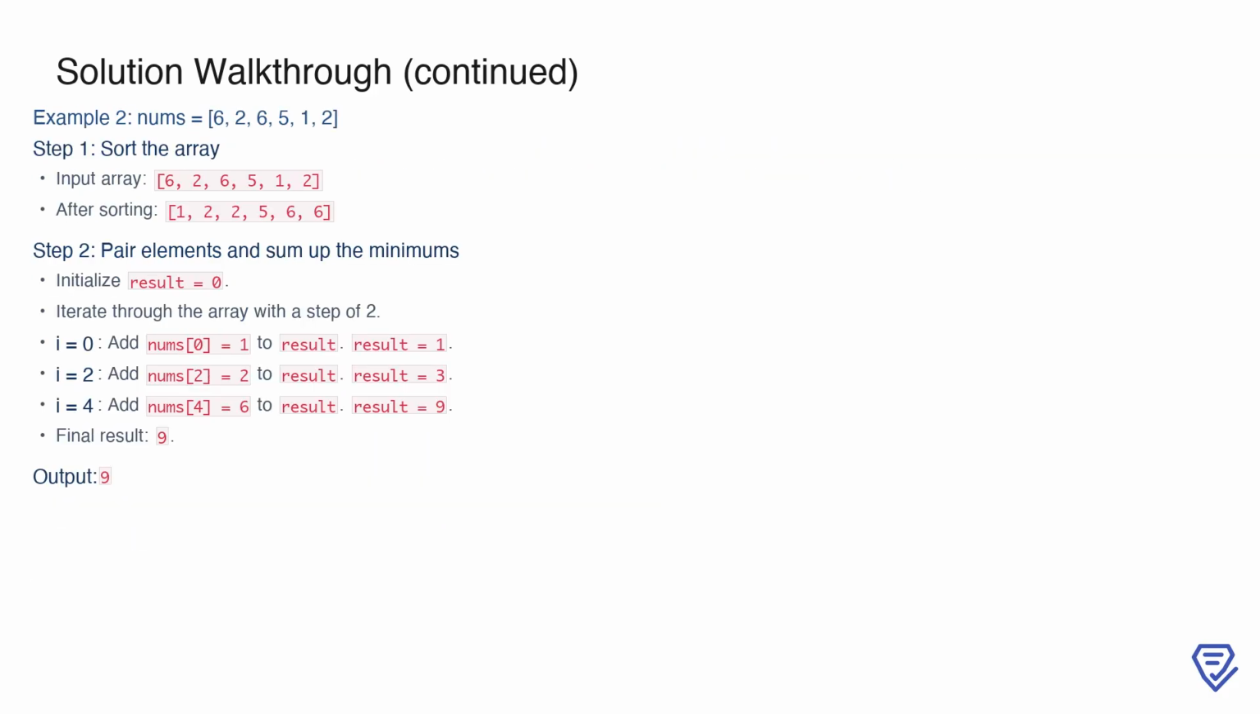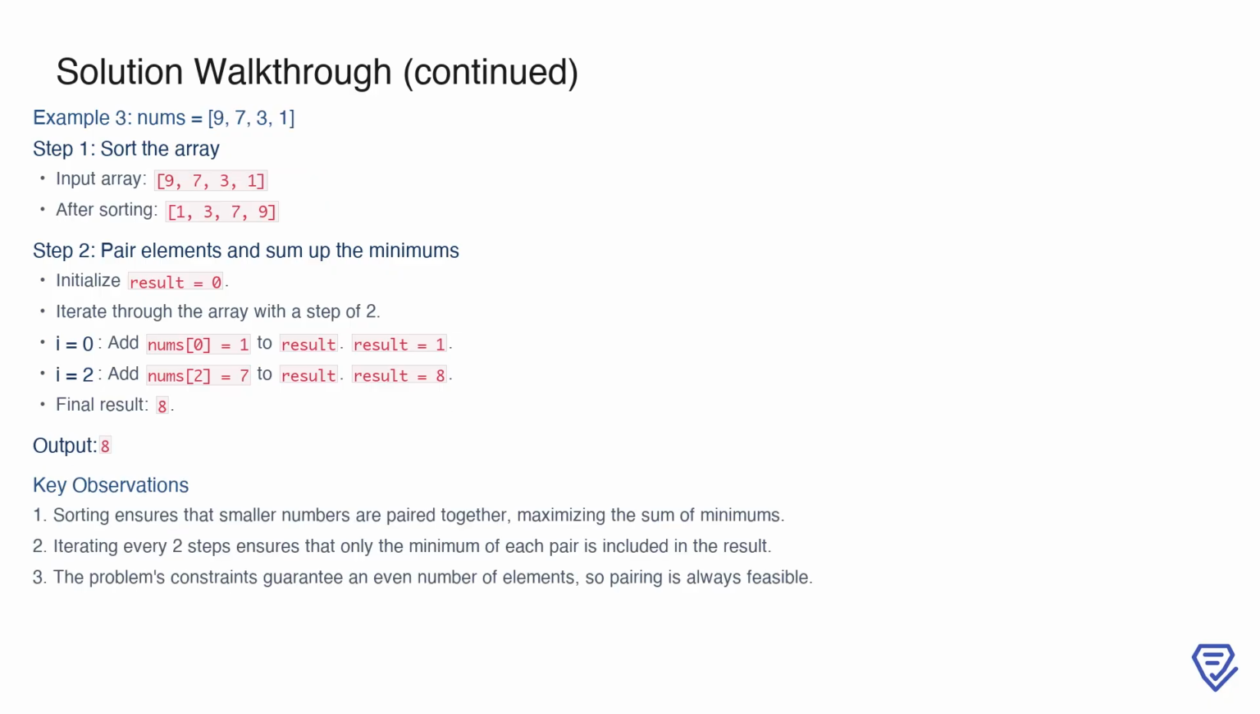Now, let's consider another example with a larger input array, 6, 2, 6, 5, 1, 2. The first step is to sort the array, which gives 1, 2, 2, 5, 6, 6. Next, we initialize result to 0 and begin iterating through the array in steps of 2. At i equals 0, we add 1 to the result, making it 1. Then, at i equals 2, we add 2, updating the result to 3. Finally, at i equals 4, we add 6, bringing the total to 9. By ensuring that we always pick the smallest value in each pair, the sum of the minimums is maximized. The final result for this example is 9.